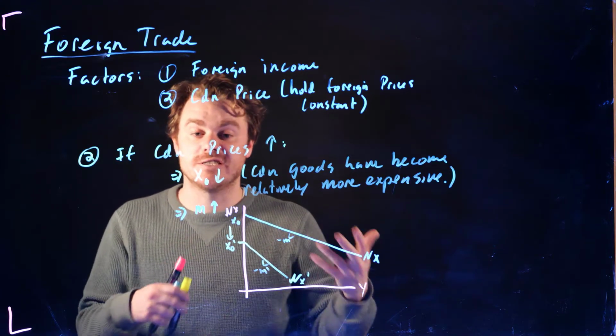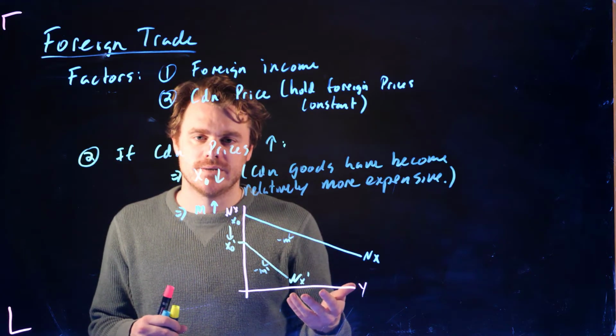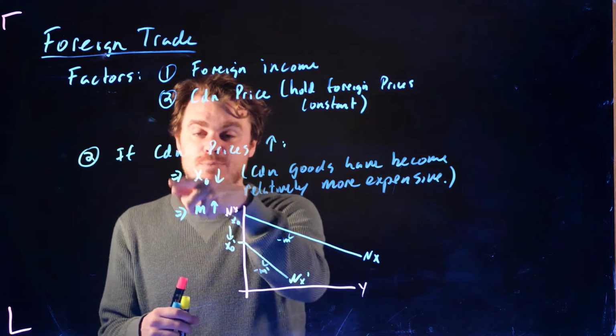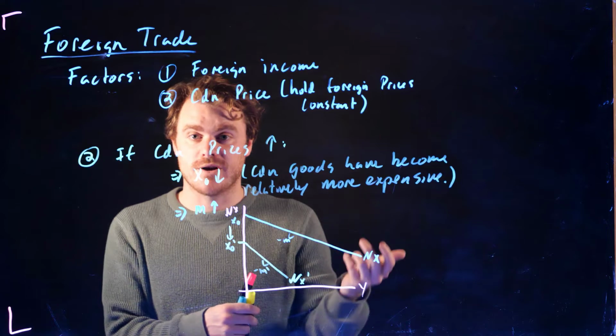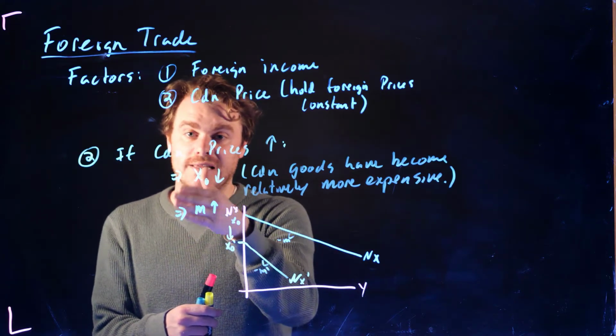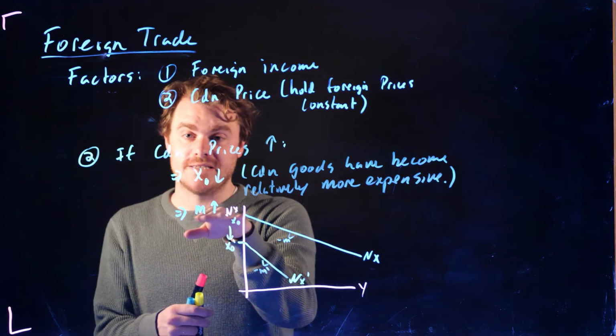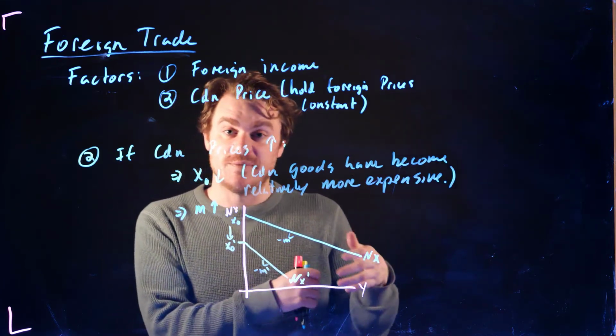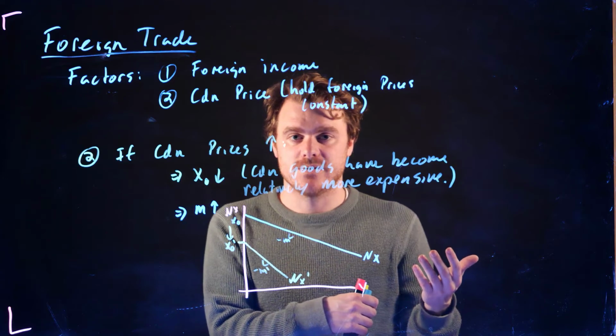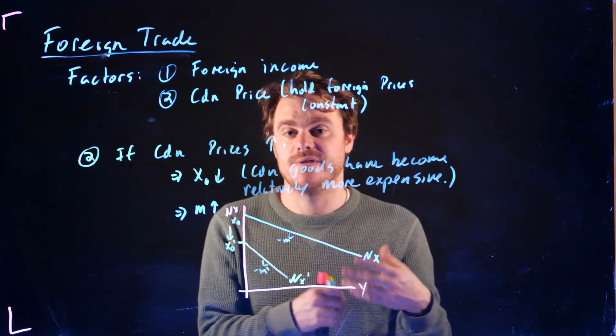If the Canadian dollar starts to become worth more, it's the same idea. Exports are going to go down because now it's more expensive to buy Canadian goods if you're from other countries. And we're more likely to import other goods, so our marginal propensity to import goes up because, again, foreign goods have become relatively cheaper as a result of this appreciation of the Canadian dollar.